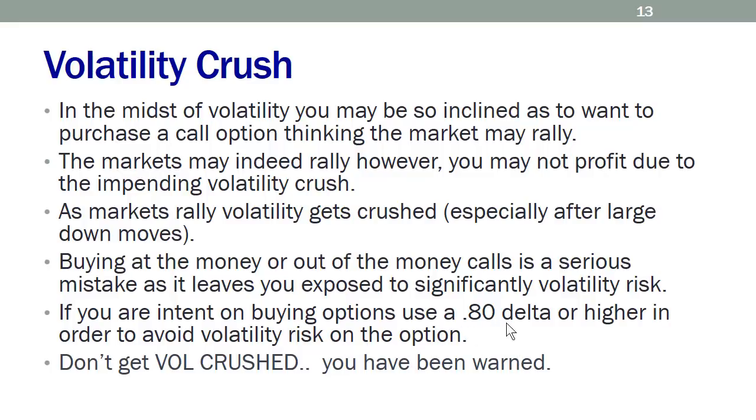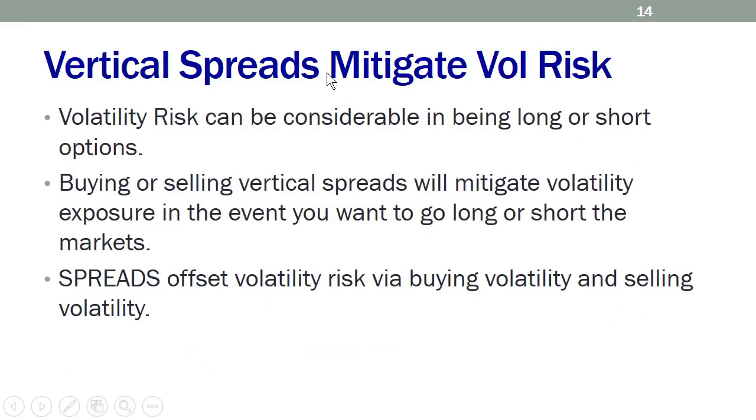You've been warned. And if you don't like buying an 80 delta option to avoid the vol crush, when we're volatile, use vertical spreads to mitigate vol risk. Spread your risk. Why? Because spreads offset volatility risk, via buying volatility and selling volatility.